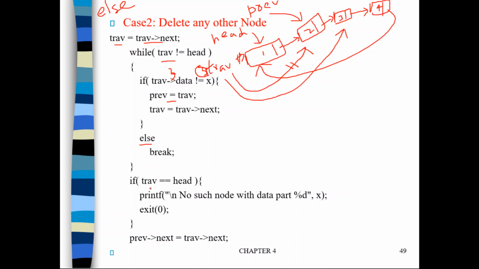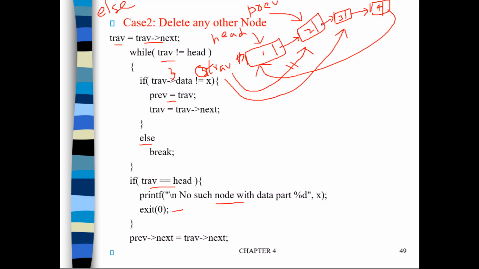After coming out, you check whether traverse equal to head. As usual for insert, if traverse equal to head, it means that we are unable to find the node which is to be deleted. So we say there is no such node with data point X and quit. Otherwise, we have to delete node 3.